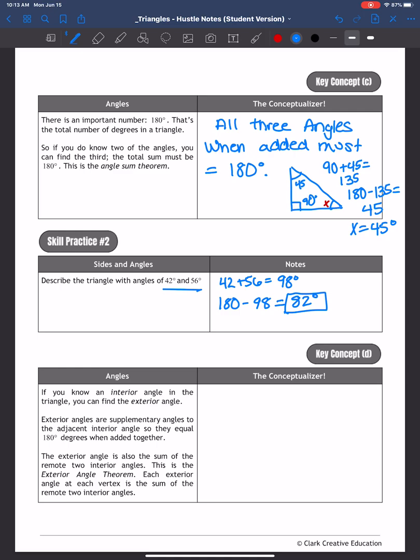Concept D says if you know an interior angle in the triangle, you can find the exterior angle. So, exterior angles are supplementary angles to the adjacent interior.